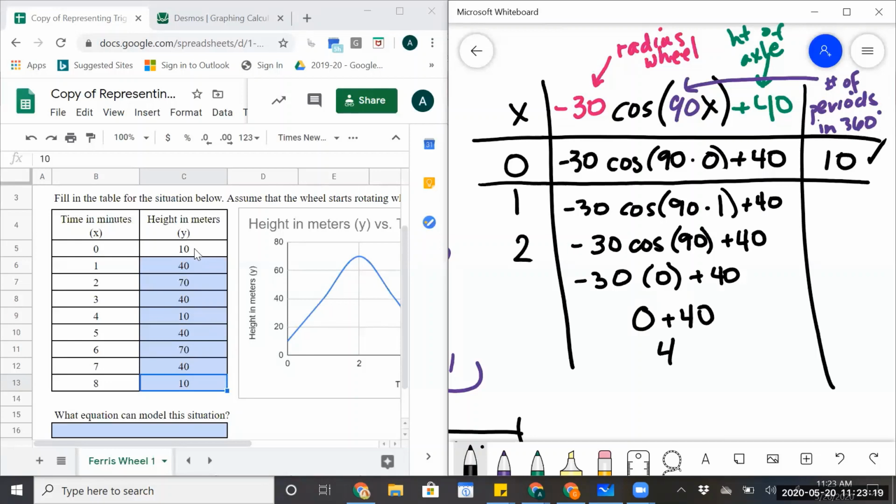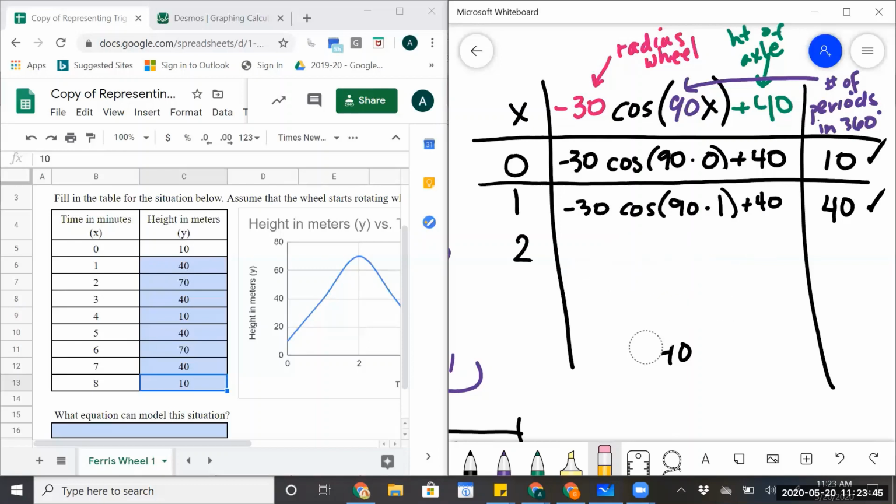And 0 plus 40 is 40. So that's my final answer. And then again, looking over to the left on our table on Google Sheets, we see that when we made our picture and we were thinking about it just in terms of real life and what we know was happening, our height was 40. So that means, again, our equation came through. We're doing a good job so far.